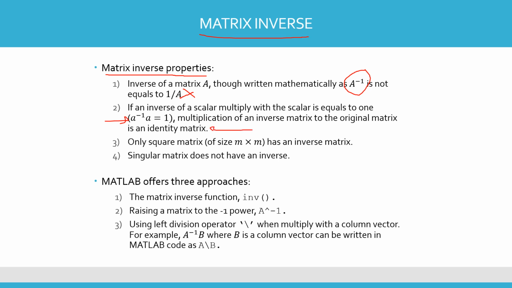Remember what an identity matrix is. Only square matrices, meaning the same number of rows and columns, like 1 by 1, 2 by 2, or 3 by 3, have an inverse matrix. And a singular matrix doesn't have an inverse.